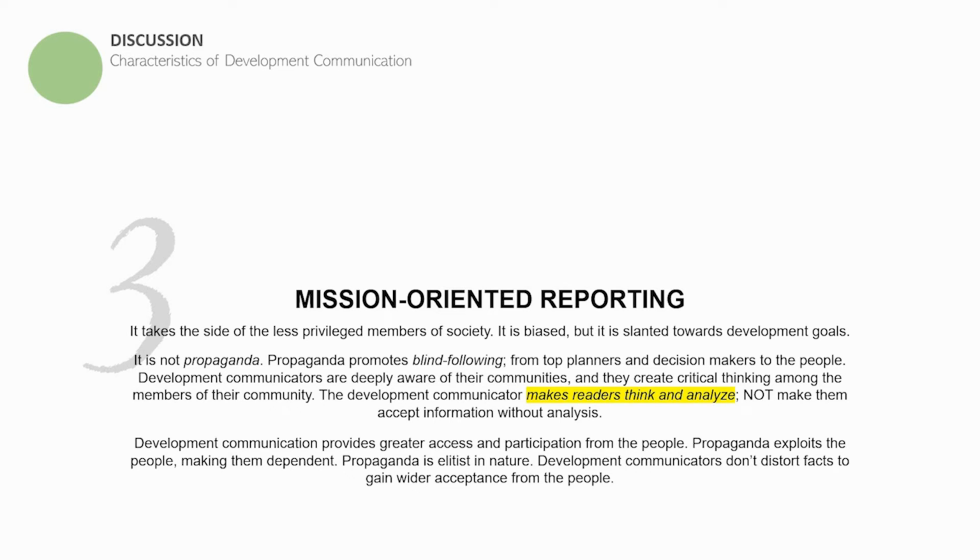Propaganda is elitist in nature. It only is concerned about a particular few, a group of people. Development communicators, tayo, we don't distort facts for us to gain wider acceptance from the people. Whatever the project implementers are promoting, whatever facts they're giving us, whatever we note as well from the data they gave us, we are just going to transfer that to the people. We're just going to communicate that to the people.